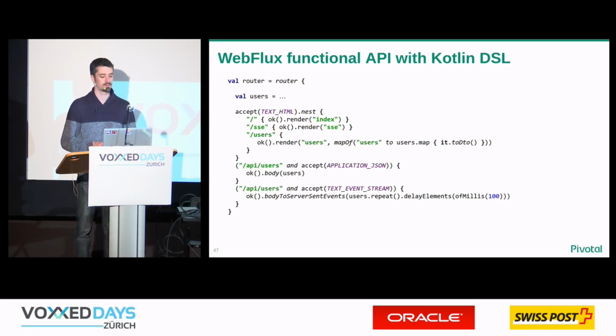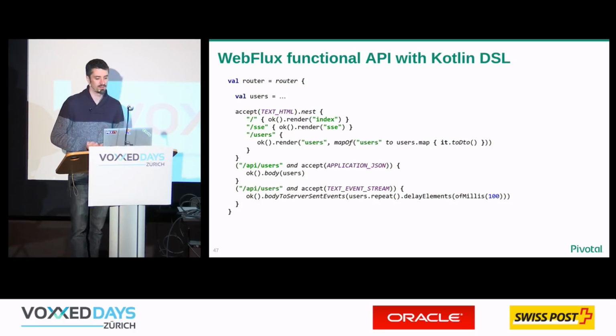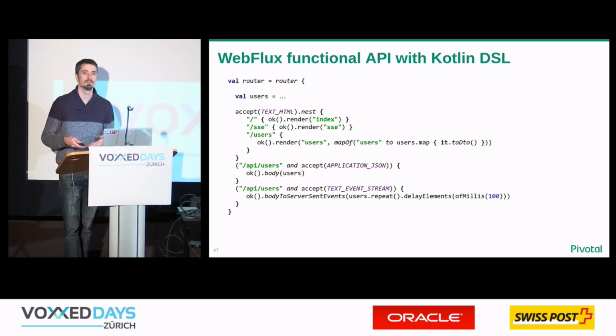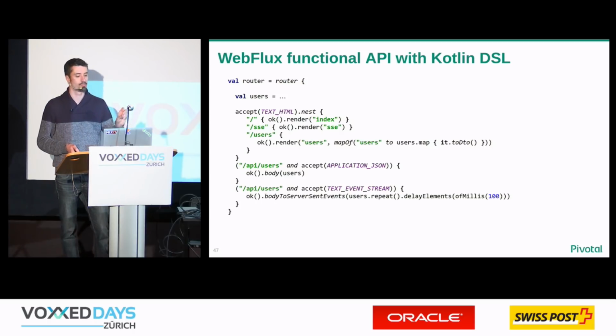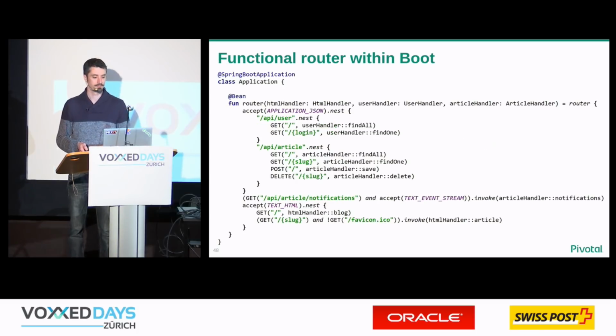So you can see that I specify the media type, text HTML. Then with the nest operator, I provide nested routes. So slash will render index. You can see that it supports template rendering. That's not only about JSON, XML support, etc., but also about template rendering. We support also server-sent events and regular JSON and XML. So that's just another way to write your code. That's a very simple example where I have mixed the routes and the handlers implementation in the same place.